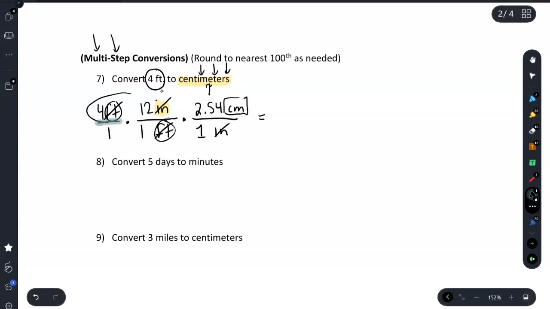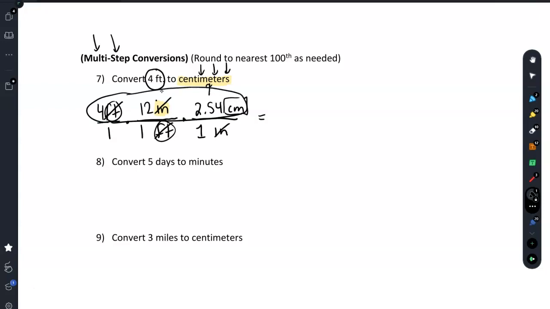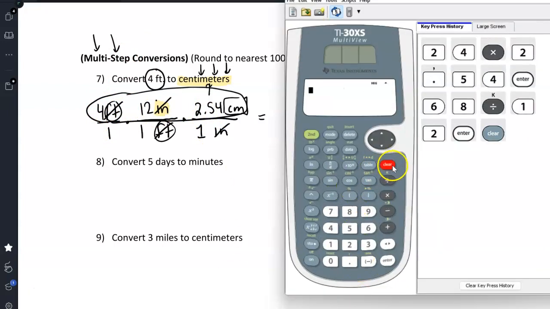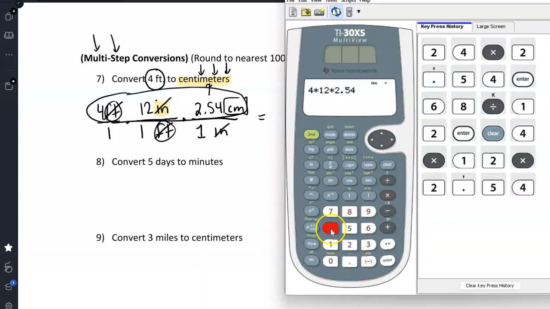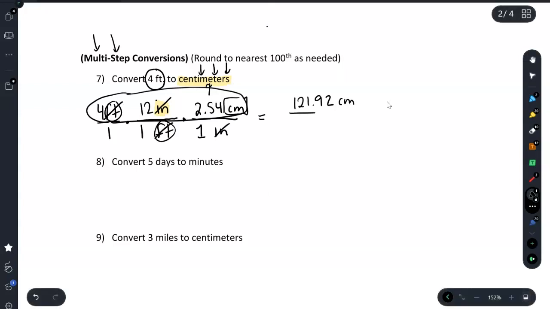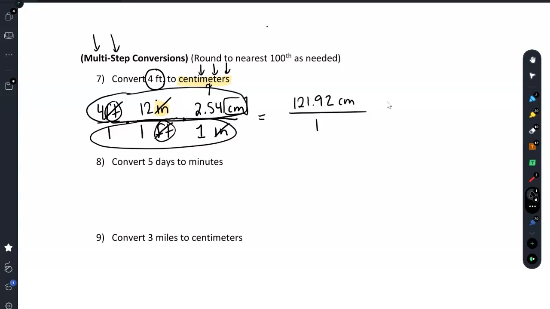The math is you multiply all the way across the top. 4 times 12 times 2.54. Grab the calculator for that. 4 times 12 times 2.54. I get 121.92. I'm asking you to round this to 2 decimal places, so I'm going to keep it as is, 121.92. The unit of measure I have is centimeters. And when I multiply across the bottom, 1 times 1 times 1, I just get 1. So my final answer when I do that division is just going to be 121.92 centimeters.